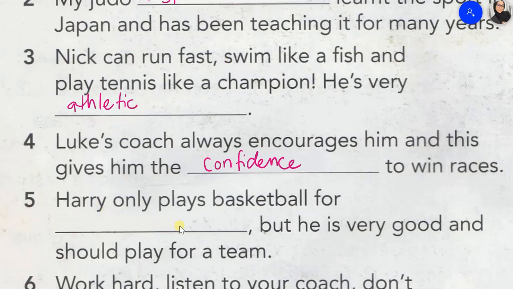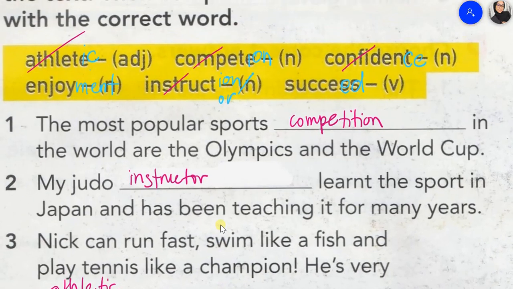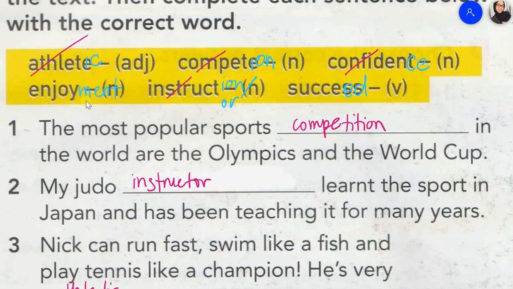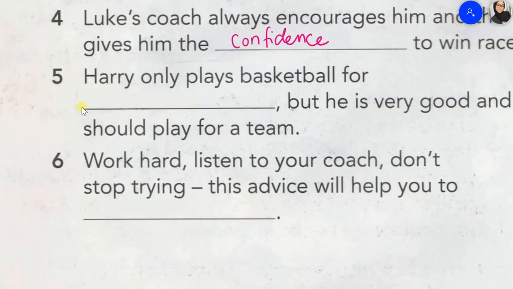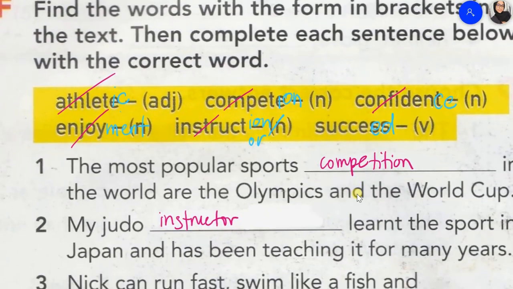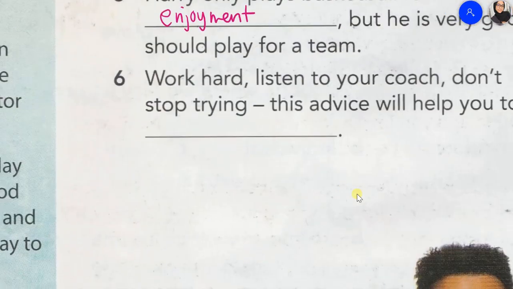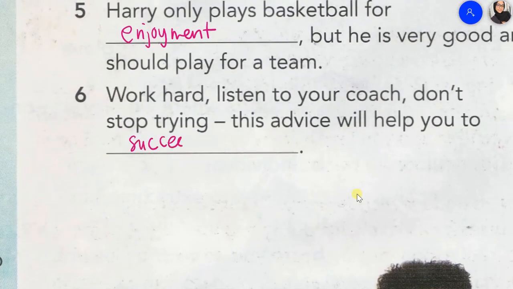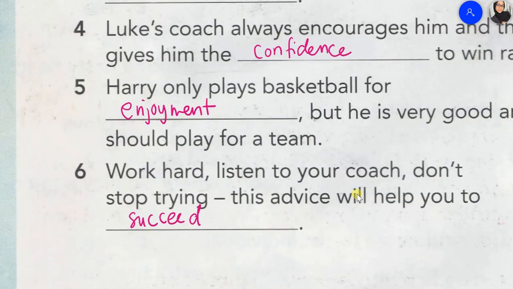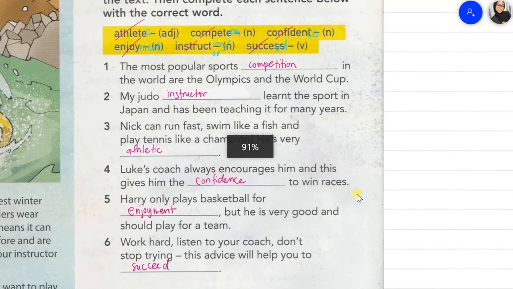Right, number 5, Harry only plays basketball for something but he is very good and should play for a team. Harry only plays basketball for enjoyment or succeed? Yeah, just for fun, enjoyment. Enjoyment. Okay, the last one. Work hard, listen to your coach, don't stop trying. This advice will help you to, last but not least, succeed. To succeed. Right, there you go. There is our answer.